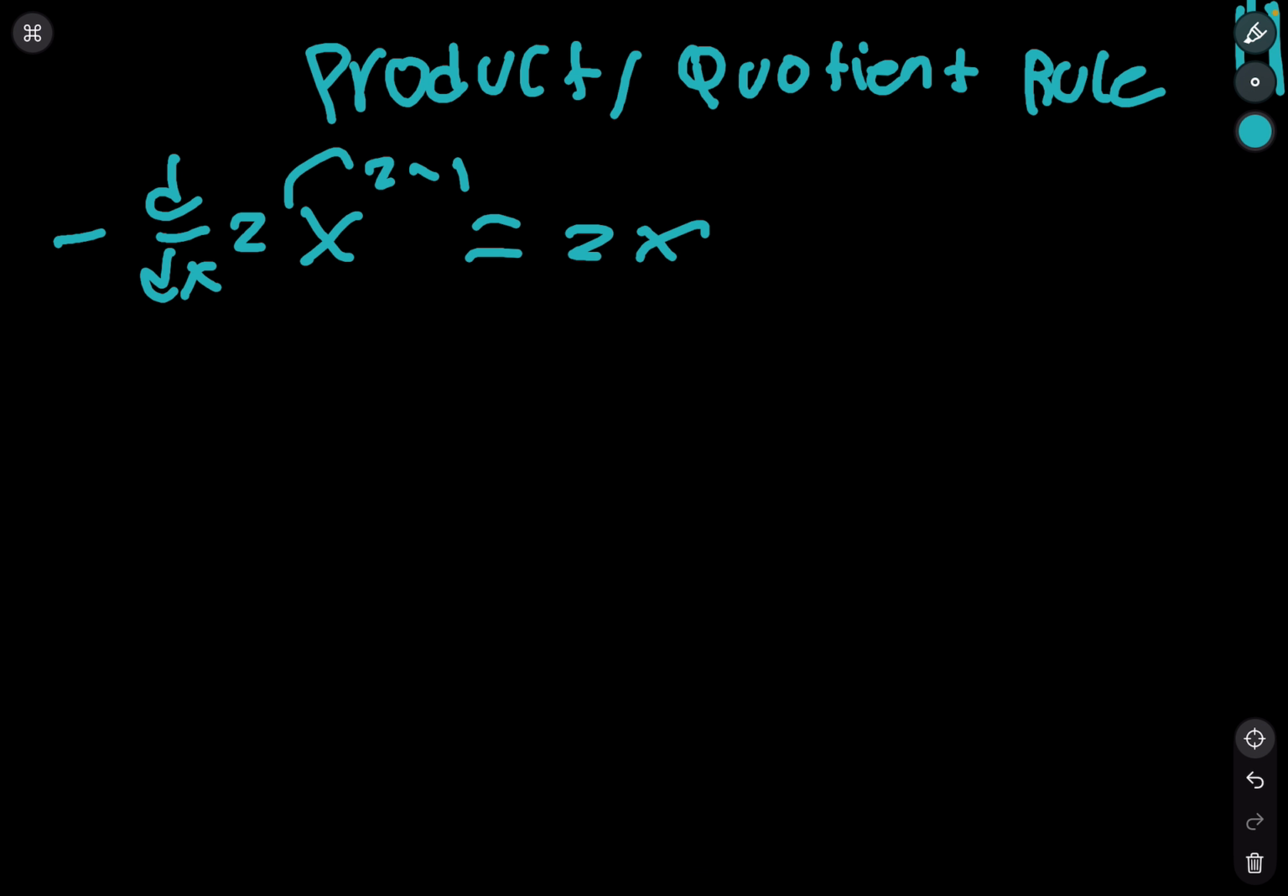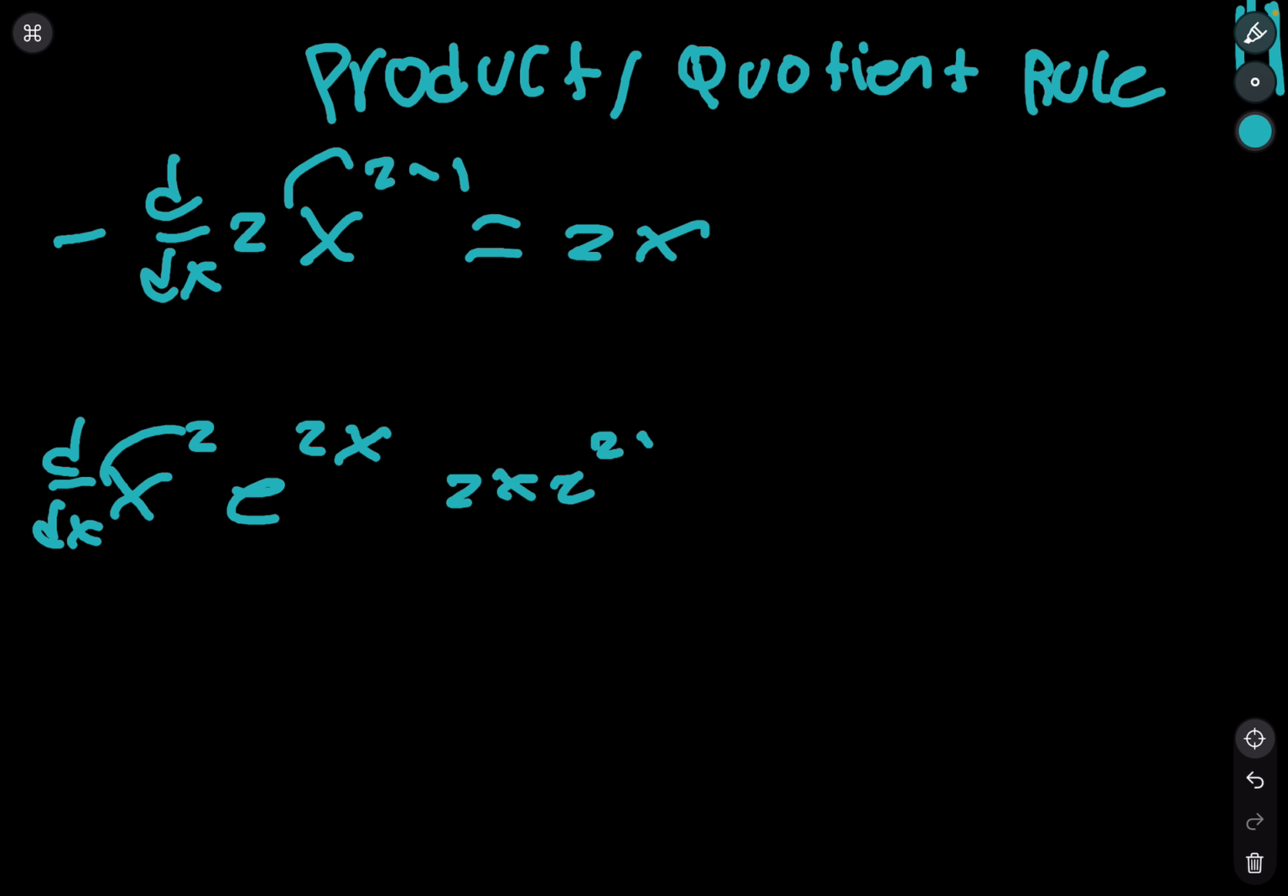Well, it becomes a little more complicated once you get functions like x squared times e to the 2x. To take the derivative of this, you might just say, well, we might just take 2x e to the x and call it a day, right? That's wrong. Don't do that.